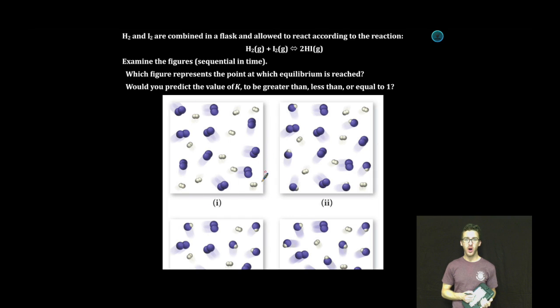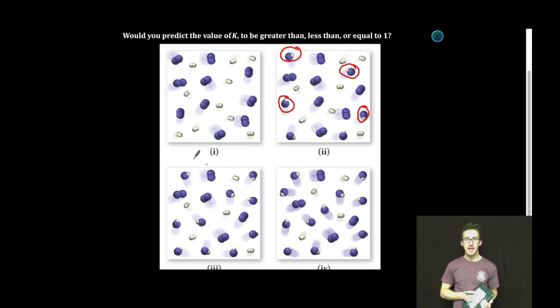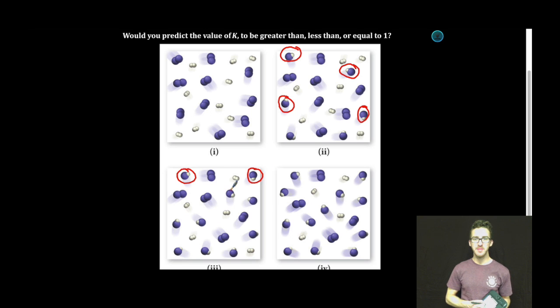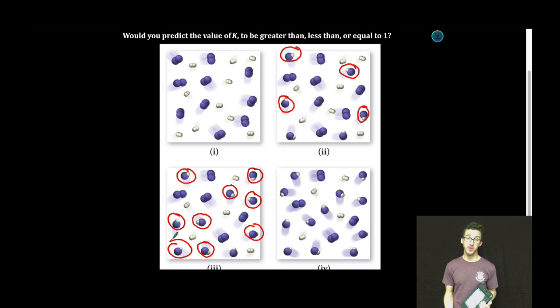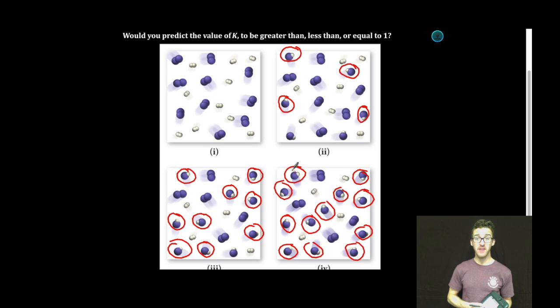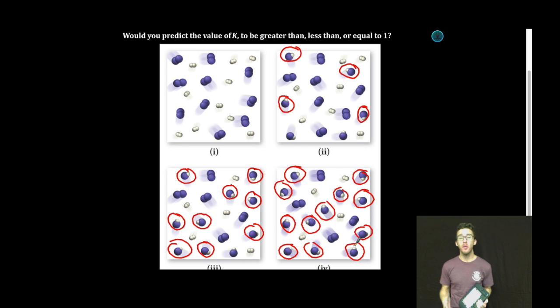Notice that in box 1, all I have are reactant molecules, my hydrogen in white and iodine in purple. I have no products. These images are sequential in time. As I move over to box 2, I notice that I begin to form some of my product, that HI. As I jump down to box 3, notice that I'm continuing to produce more product. So I haven't quite reached equilibrium yet. I'm continuing to make more product. Box 4, notice again that I'm making more product. I now have up to 1, 2, 3, 4, 5, 6, 7, 8, 9, 10, 11, 12 product molecules.